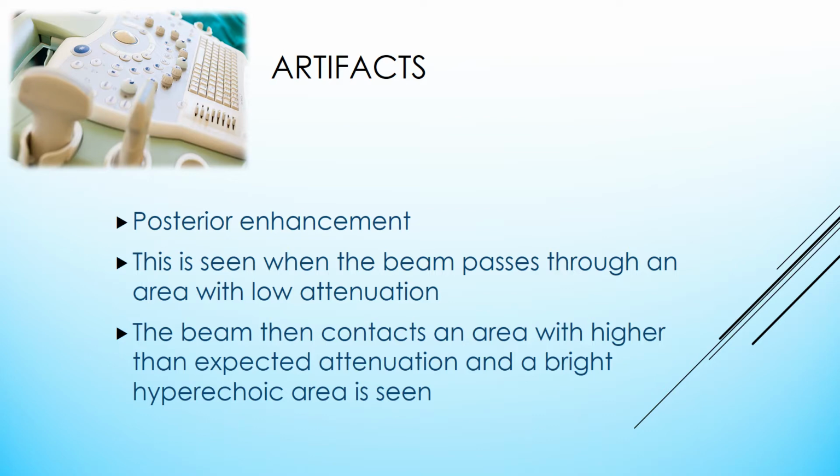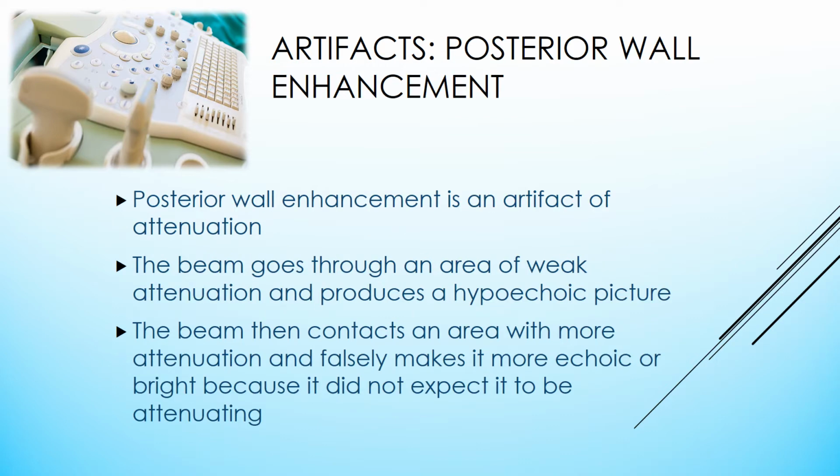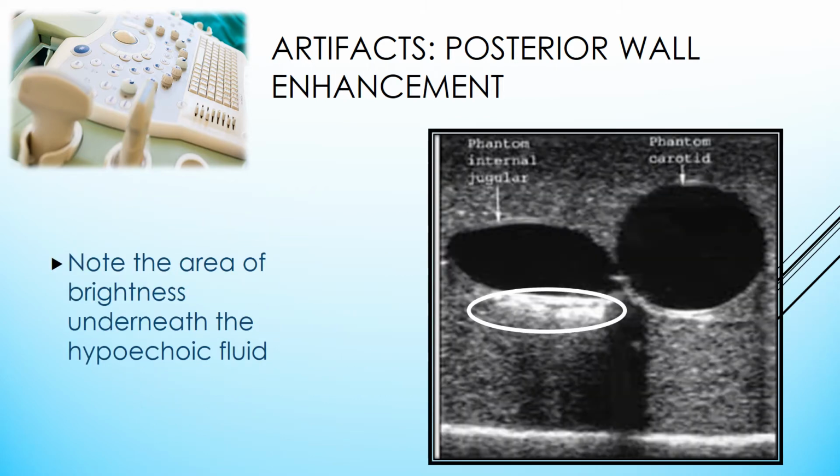Posterior wall enhancement. This is seen when the beam passes through an area with low attenuation. The beam then contacts an area with higher than expected attenuation and a bright hyperechoic area is seen. Posterior wall enhancement is an artifact of attenuation. The beam goes through an area of weak attenuation and produces a hypoechoic picture. The beam then contacts an area with more attenuation and falsely makes it more echoic or bright because it did not expect it to be attenuating. Note the areas of brightness underneath the hypoechoic fluid.